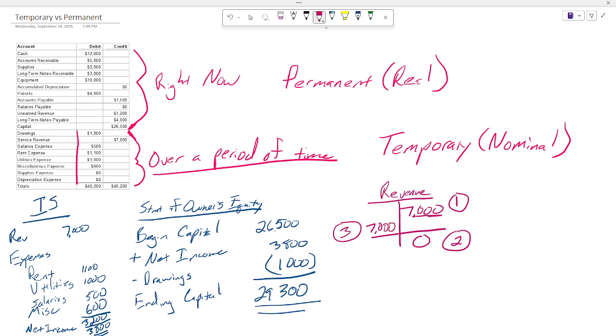I need to do this for all of these temporary accounts that measure things over a period of time, because I want to reset all of those so I can measure over the next year. I have to do this with the revenue account, with all of the expenses, and with the drawings account as well. All of these things over here, I have to reset to 0. So we looked at how we do that with the revenue account. Let's just take one of the expenses and see how we would do that.